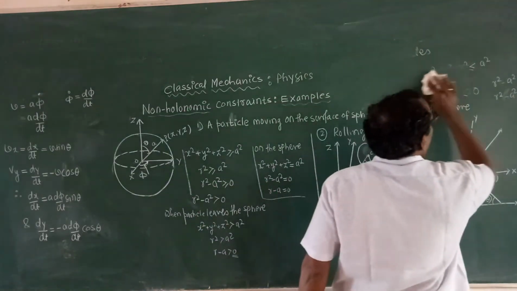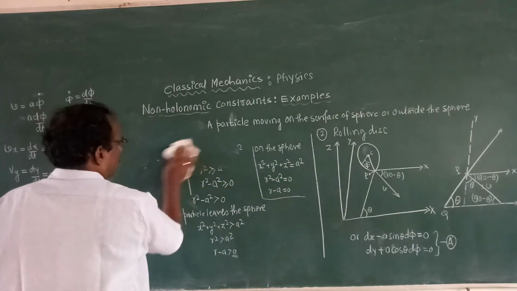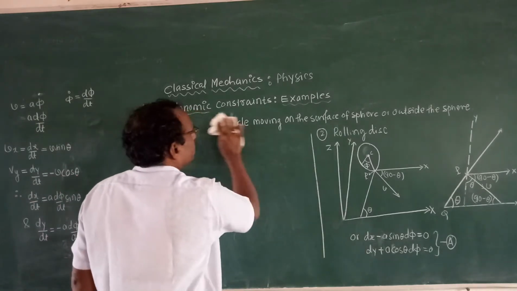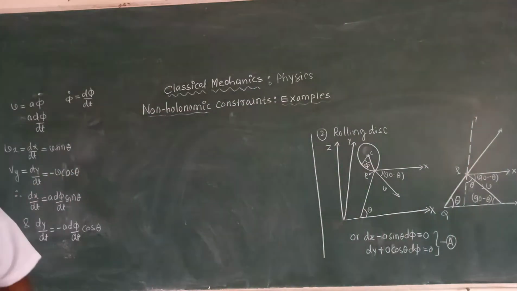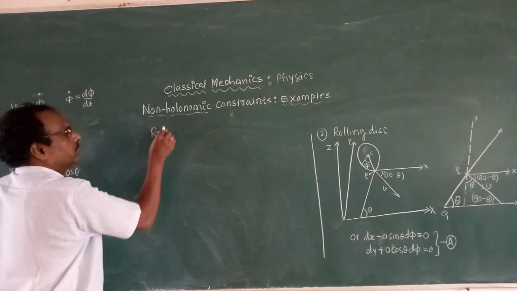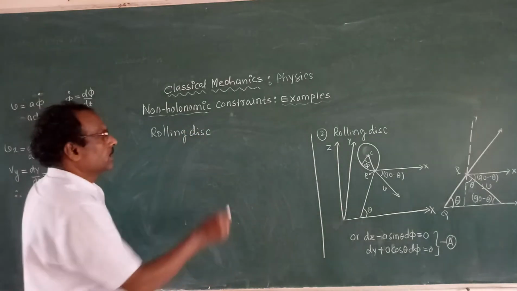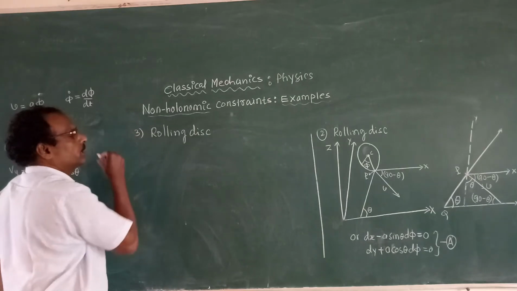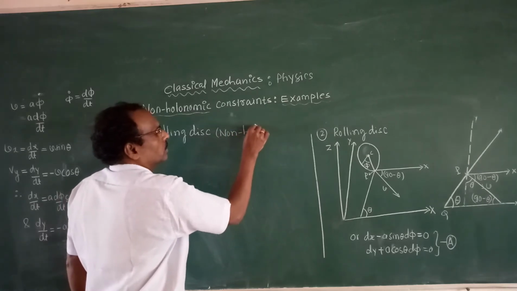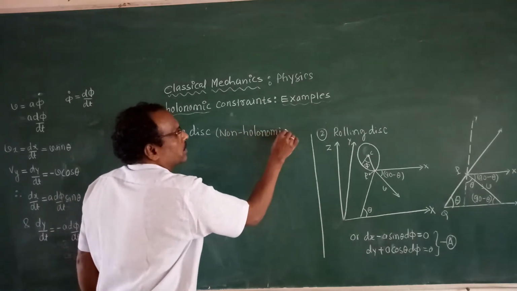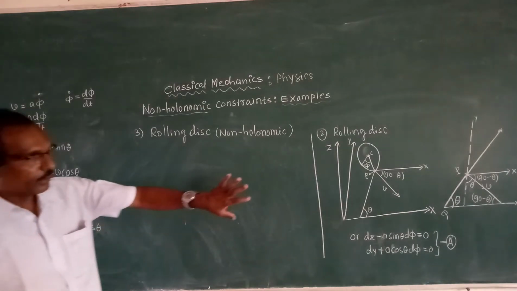Let me go for another example. I'll rub this now. Another example, say a rolling disc. I'll write this as example number 3: a rolling disc, a non-holonomic system or constraint. Well, I have drawn the figure here.